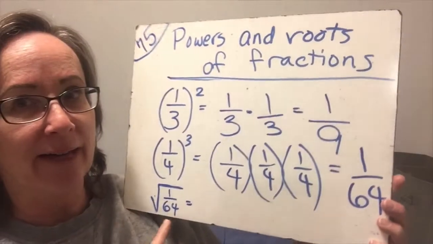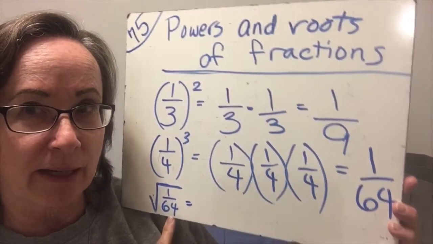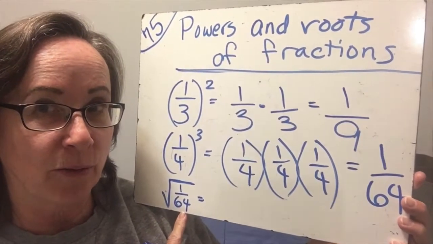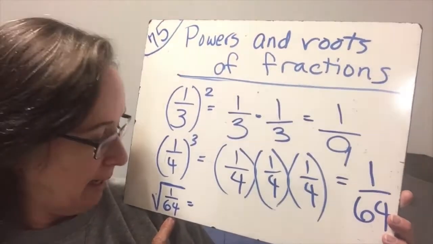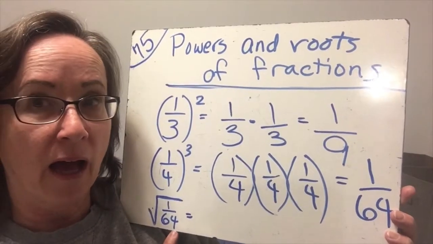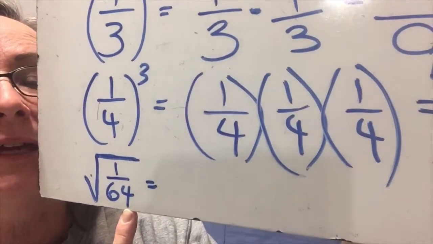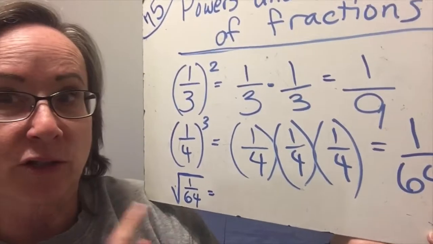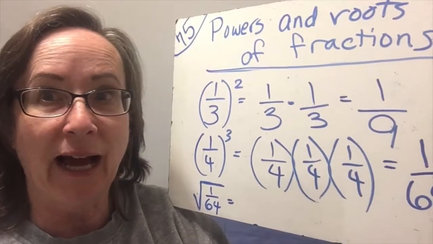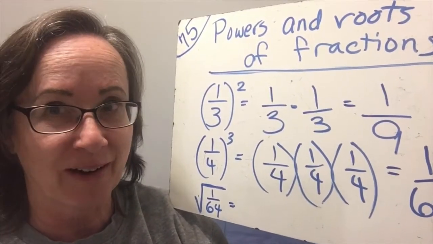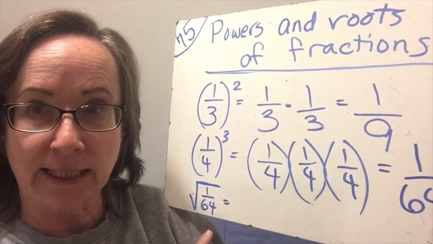Now, this one down here is not actually in your book, but I wanted to show you this one before we got into the next thing in your book. This is a square root symbol, and I have the square root of 1 over 64. It's kind of tiny. Can you see it? Okay. Now, the square root means what number would I have to square or raise to the second power in order to get 1 over 64?